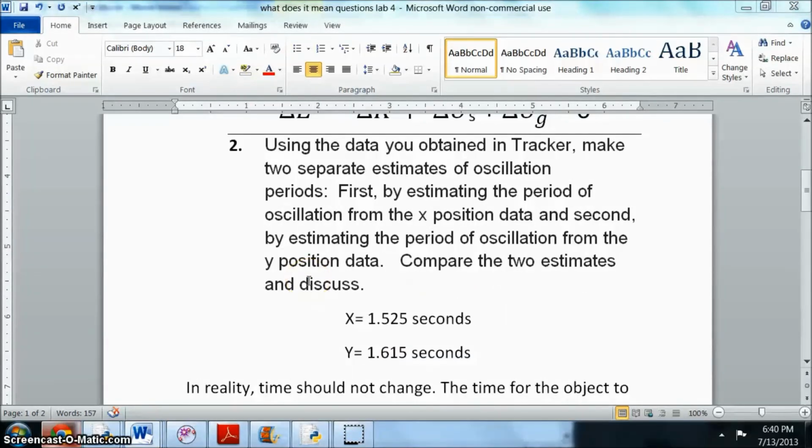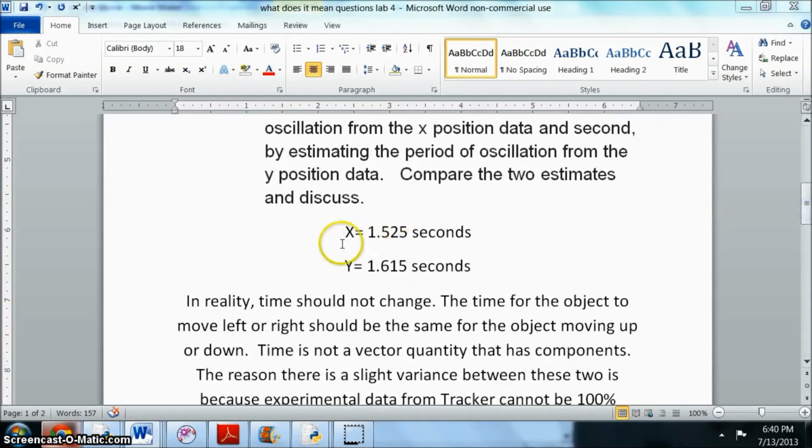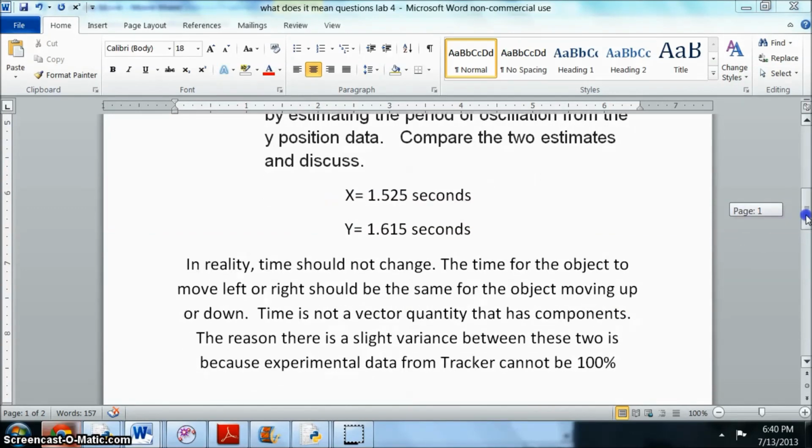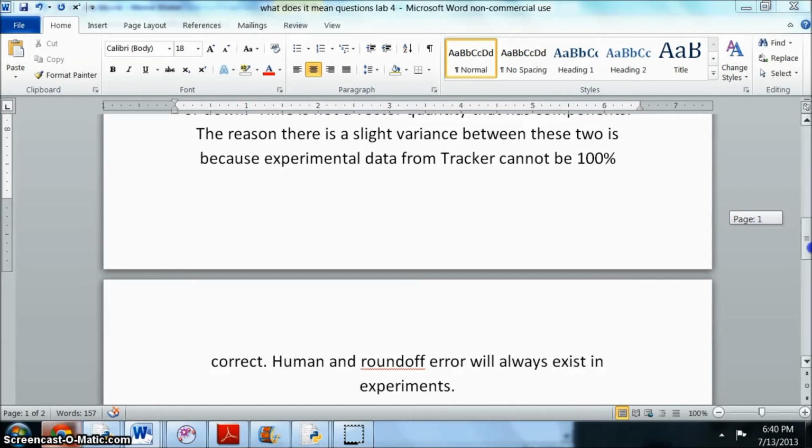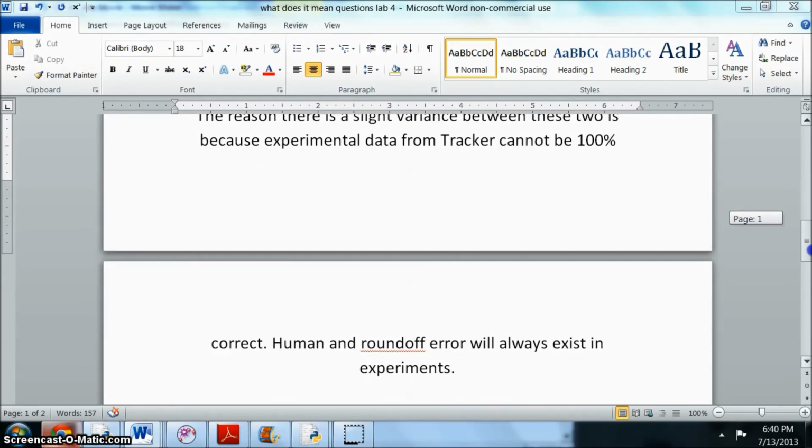For the second question, we were supposed to find periods of oscillation first from the x position data and second from the y position data, and then compare the two. So I found the periods of oscillation from the x and the y, and in reality these two should be the same. The time should not change. The time for the object to move left or right should be the same as for the object moving up or down. Time isn't a vector quantity that has components. The reason there is a slight variance between these two is because experimental data from Tracker cannot be 100% correct. Human and round-off error will always exist in experiments.